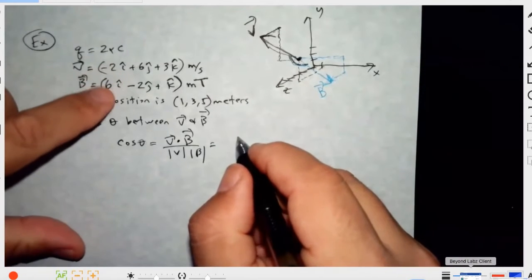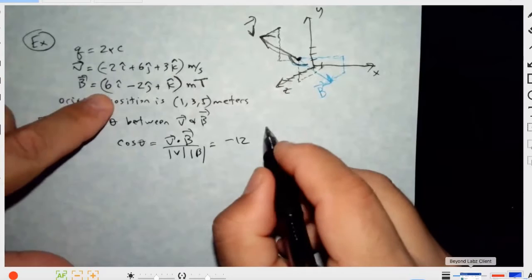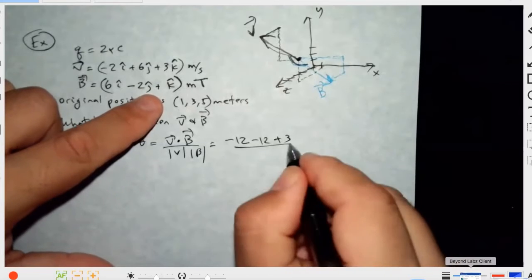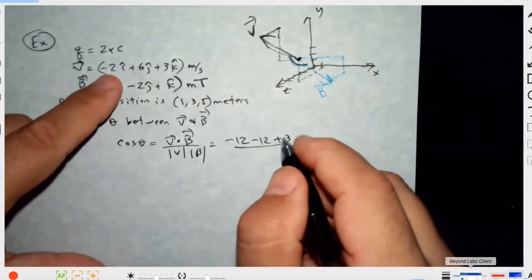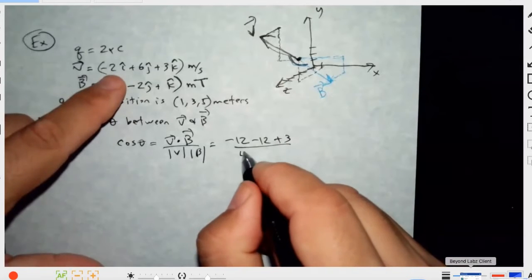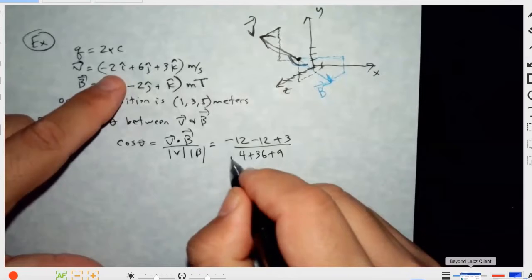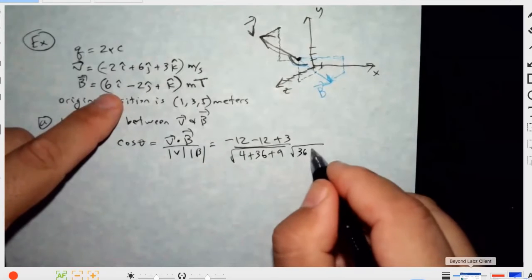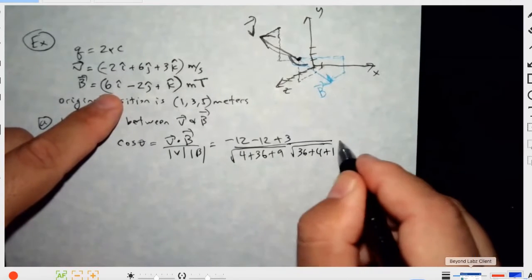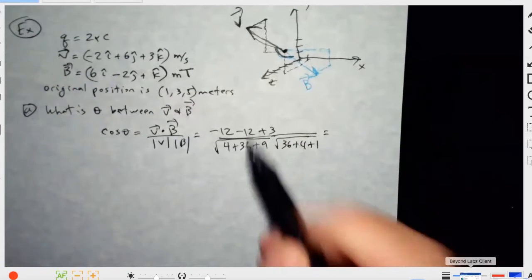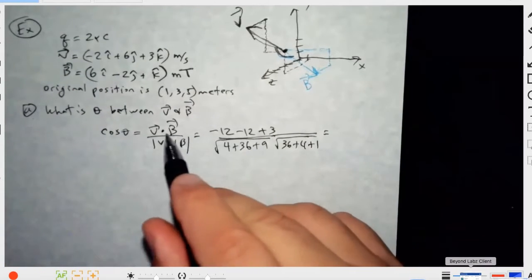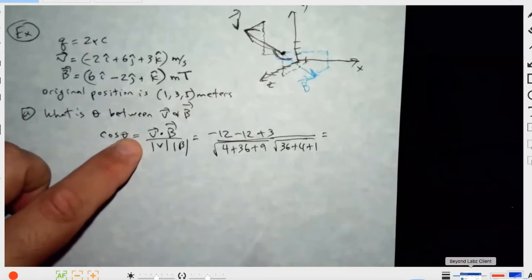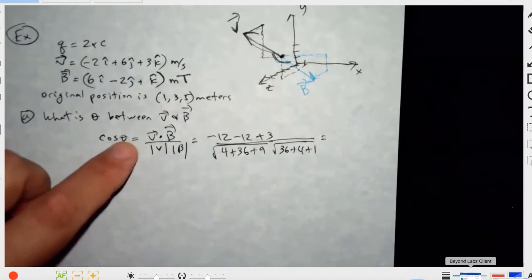So the dot product is going to give you -12, another -12, plus 3, over magnitude of V. Magnitude of V is going to be square root of 4 plus 36 plus 9, and then square root of 36 plus 4 plus 1. So already we can tell that it is an obtuse angle. When the dot product is negative, that means cosine of theta is negative, and cosine is only negative in the second quadrant. So it is an obtuse angle.